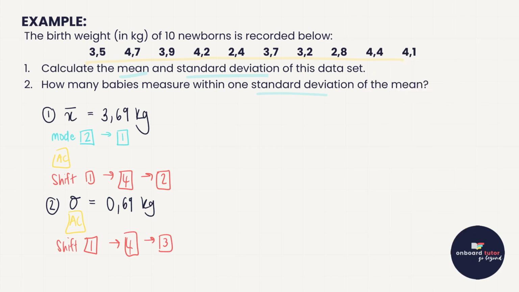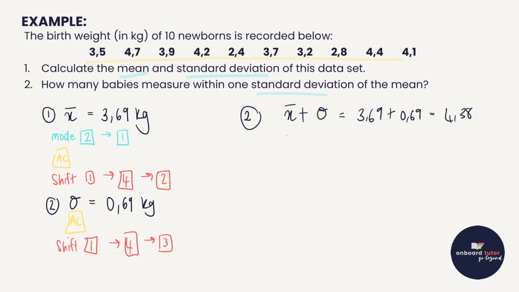Now question 2 says, how many babies measure within one standard deviation of the mean? So what we need is our mean, and we need to say, what is one standard deviation less than the mean, and what is one standard deviation more than the mean? So that's the first thing we're going to do, is we're just going to work that out. So x bar plus 1 standard deviation. Let's work that out. 3,69 plus 0,69 gives us 4,38.